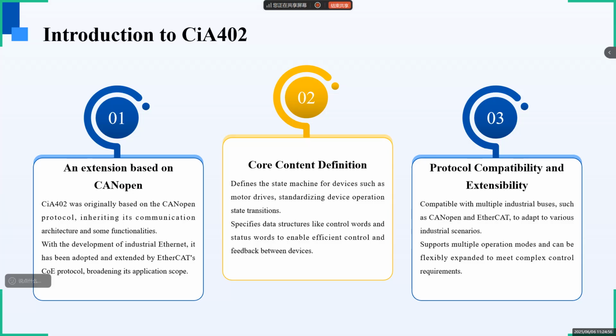wider range of applications. The CiA 402 protocol defines the status of devices such as motors and drivers, standardizes device operation status transitions, and specifies control words, status words, etc. in the object dictionary. Achieve efficient control and feedback between devices. The CiA 402 protocol is compatible with multiple industrial networks, such as CANopen and EtherCAT, adapts to different industrial scenarios, supports various operation modes, and can be flexibly extended to meet complex control needs.